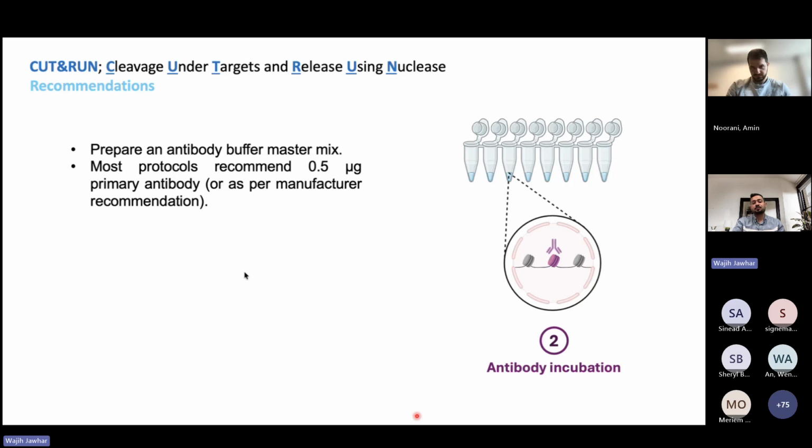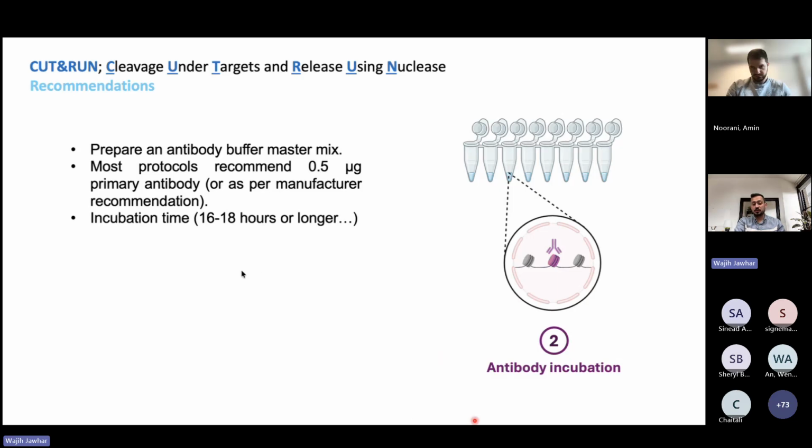Most protocols recommend 0.5 microgram of primary antibody, but in many cases, if your target of interest is lowly abundant, you might need to add more antibody. So just follow manufacturer recommendations in most cases, and of course you can do your own optimization for the antibody concentration at this step.